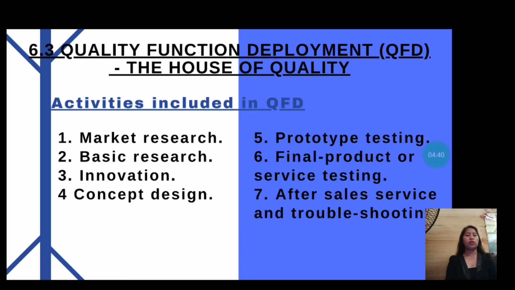6 is final product or service testing. This is done to ensure the performance of properties of a product. 7 is after-sales service and troubleshooting. So just like what I have mentioned earlier, once the product is successfully launched in the market, they have to ensure that the product or services are meeting the customer's requirements, needs, or wants. So the organization has to do an after-sales support. It ensures the satisfaction and also to provide service.